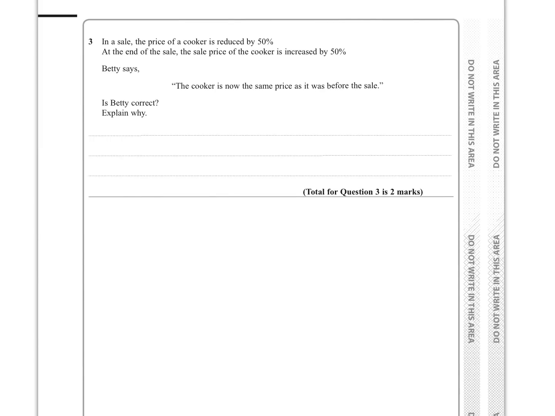Question 3. In a sale, the price of a cooker is reduced by 50%. At the end of the sale the price of the cooker is increased by 50%, and Betty says that the cooker is now the same price as it was before the sale. Well, one way of explaining this, and I do this with students sometimes, is if you think of a whole glass of water, and I'll split this into quarters here. If you poured out half the glass of water, then you'd be left with just half a glass. So I'll do the same scale, and the water would only come up to here.